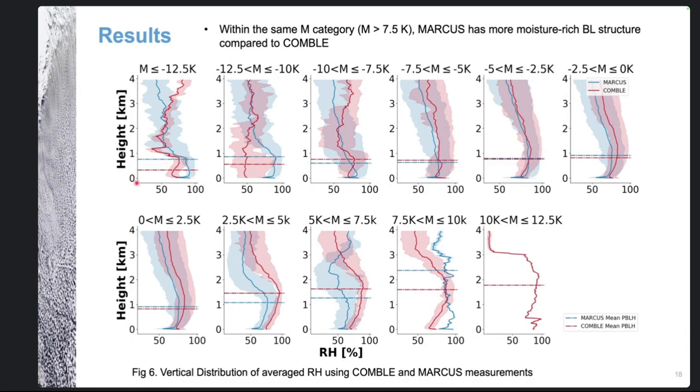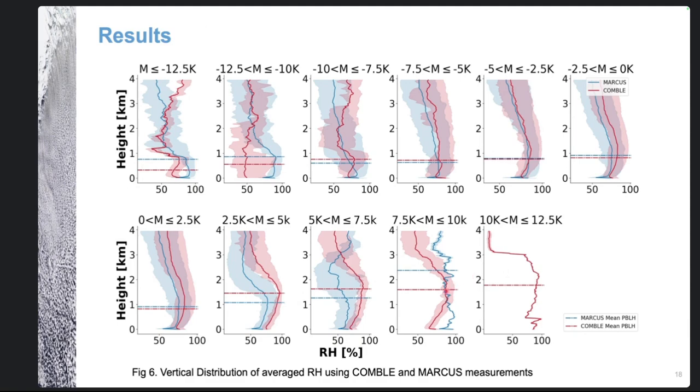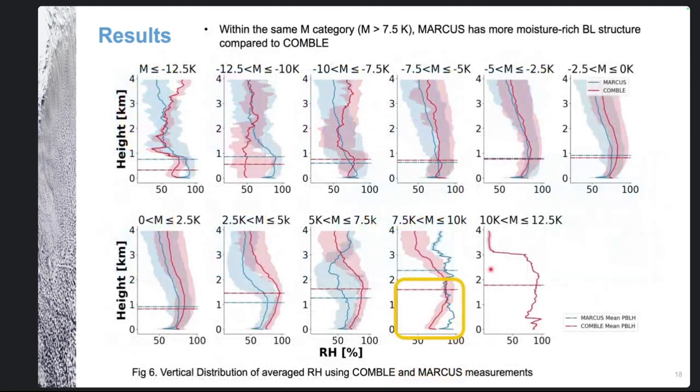We can see the average boundary layer height increases from when the M is very negative all the way to around 2 kilometers when the M is very positive, when the cold air outbreak is very intense. We also need to mention that when the M is so strong, we see more moisture for the MARCUS compared to the COMBLE.